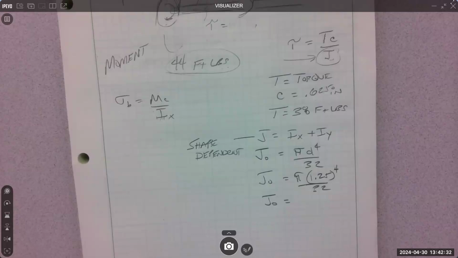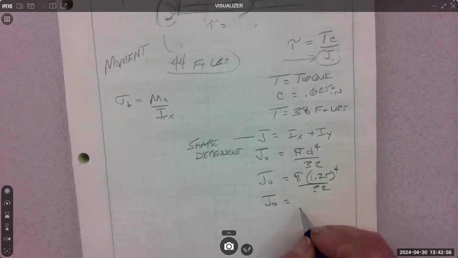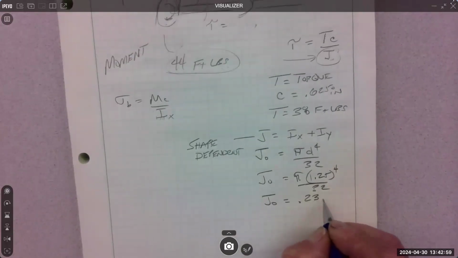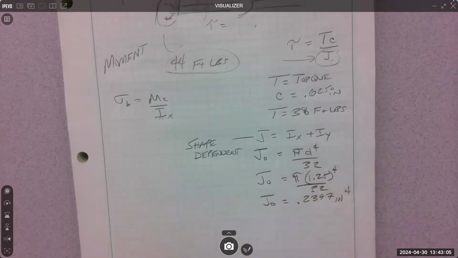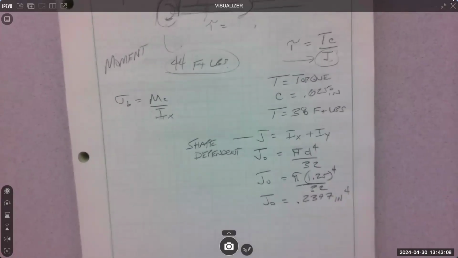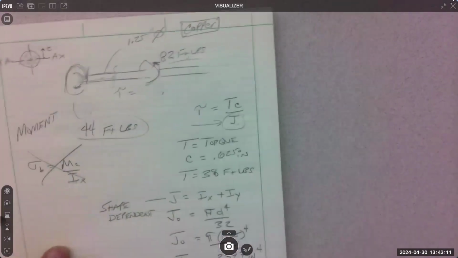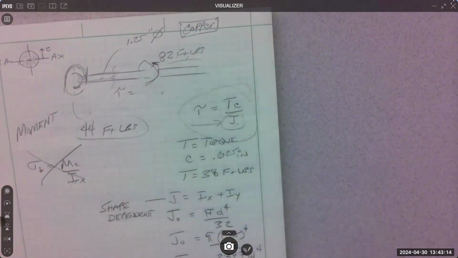Screwed it up. Try that again. What'd you get, Samuel? Anyone else get that? 0.2397. And what are the units? Inches to the fourth, those good old inertia units. Love it. So we're not doing bending stress, we're doing torsion. So now we have all the pieces.